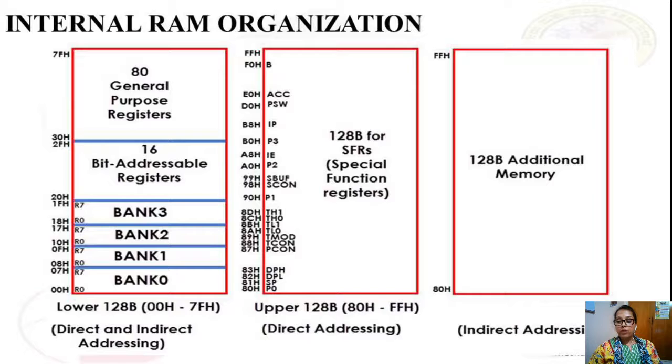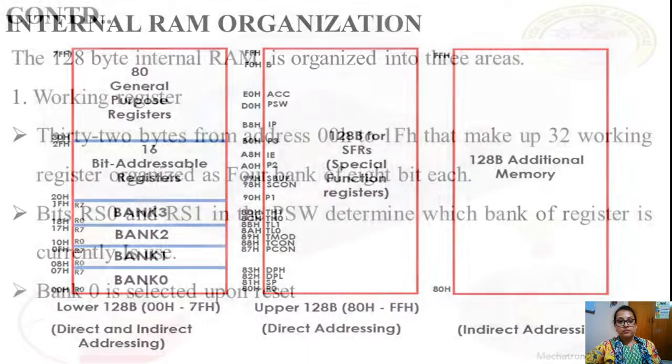In some microcontrollers, there is an additional 128 bytes of RAM which shares the memory addresses with the SFRs from 80H to FFH. This is accessed indirectly, so here it is direct and indirect. This is for additional memory, and even this is accessed using indirect addressing. So this is the internal RAM organization.